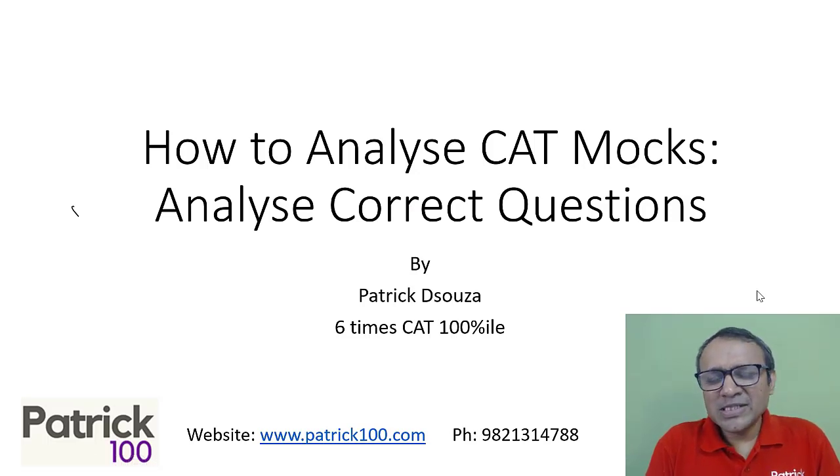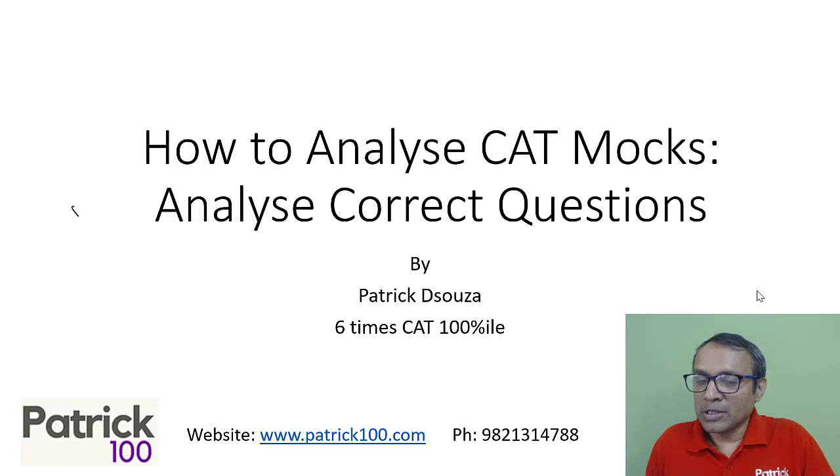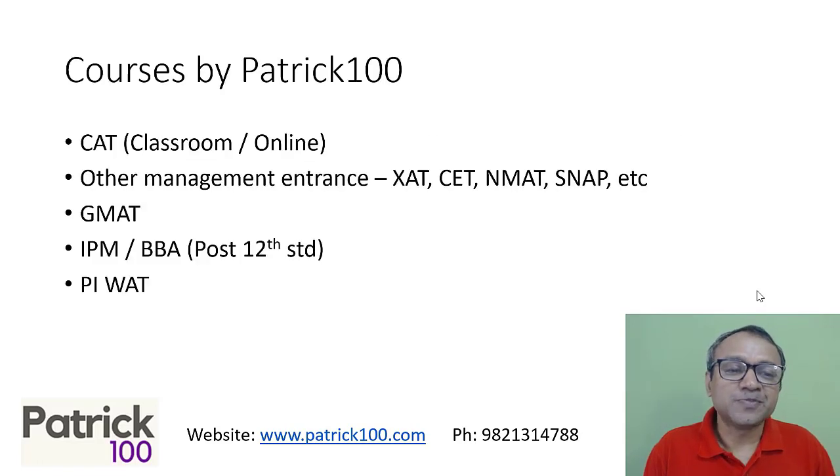This is part of a series of videos where we tell you what different things you can do when you analyze CAT mocks. One way to definitely improve your CAT scores is to analyze the mocks properly, learn from them, and work on whatever learnings you got. So we're looking at different parameters. Here we're looking at analyzing correct questions. What does it mean, and why is it important? That's what we'll talk about. We'll have a series of videos that will help you with your preparation.